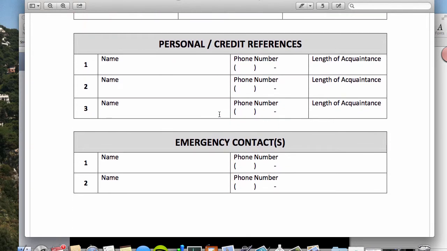And then credit and personal references. Again, always good to have them put down some people that they know.